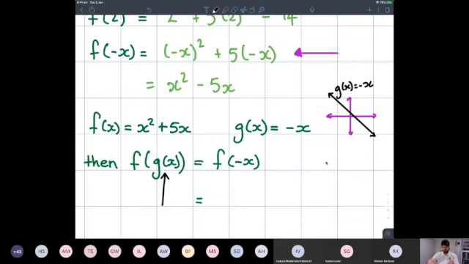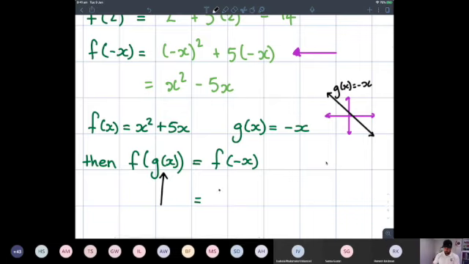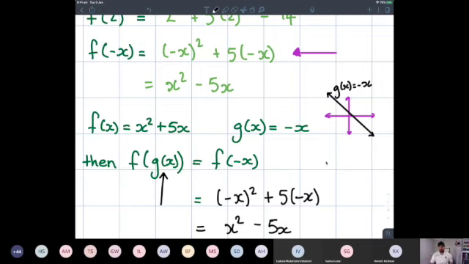So f of g of x just becomes, with f of x, you're substituting negative x everywhere, which is what we had earlier, which is what we ended up with, negative x squared plus 5 lots of negative x, which equals x squared minus 5x. And that now becomes a different function.